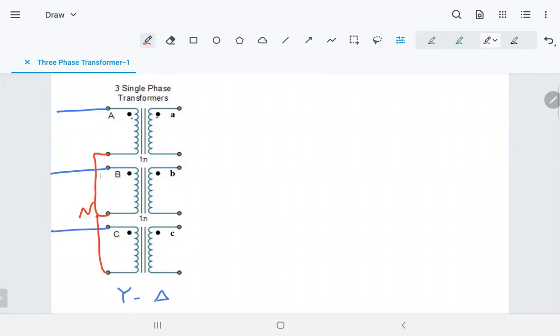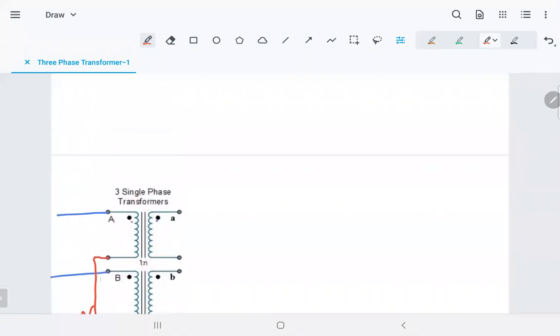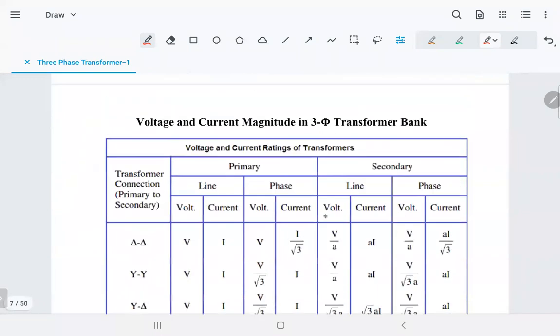How do you do delta? All right. When you want to know the connection of the delta, let me just show you an easy diagram.